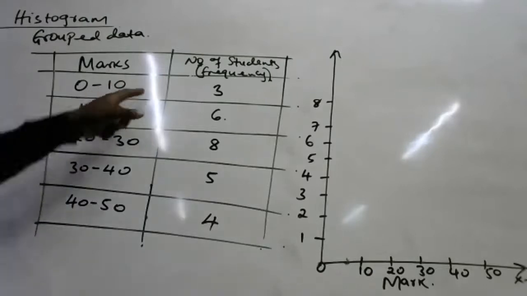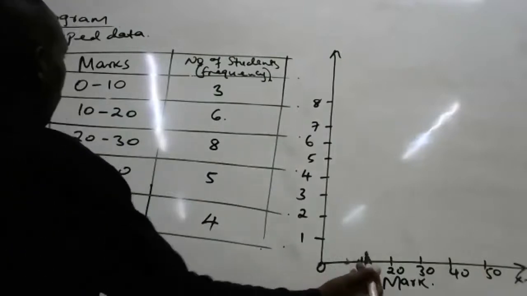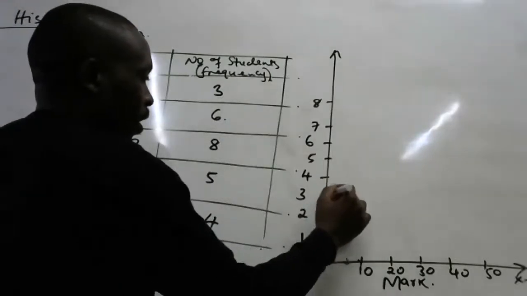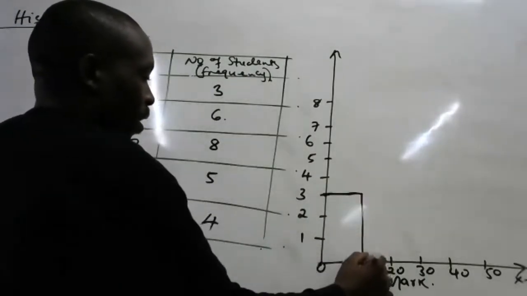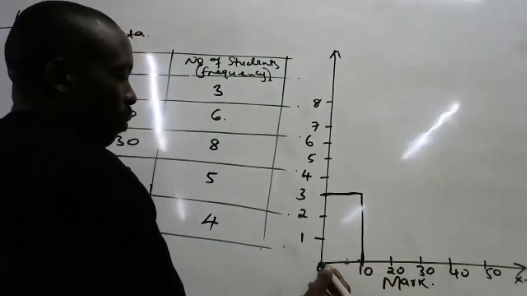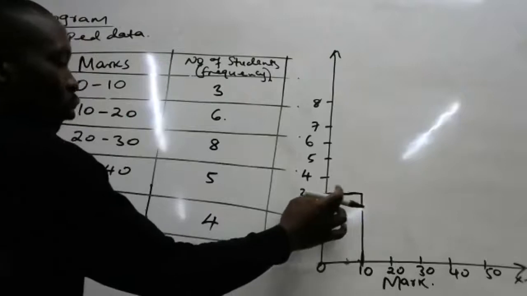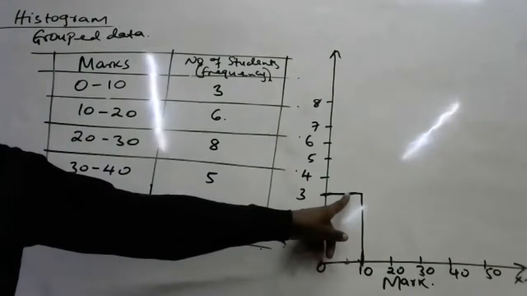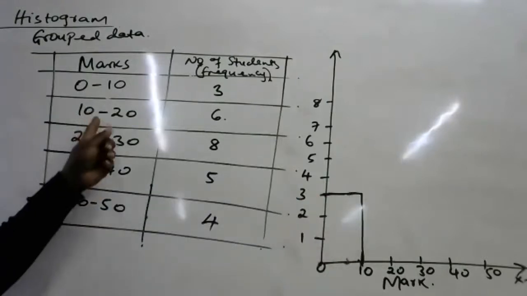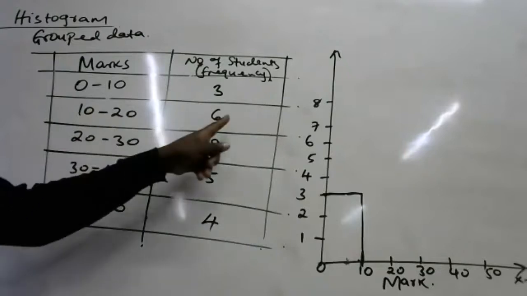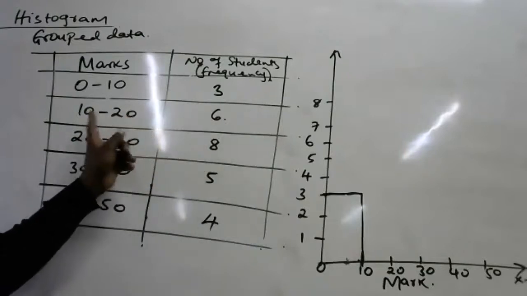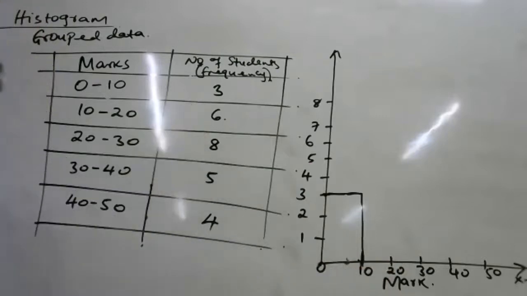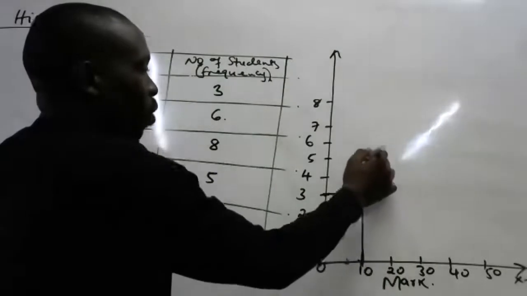Those who scored 0 to 10 are 3, so the bar from 0 to 10 should go as high as where we have 3. Then the second class is from 10 to 20. From 10 here to 20 there, they are 6 students. So this particular region is going to go as high.